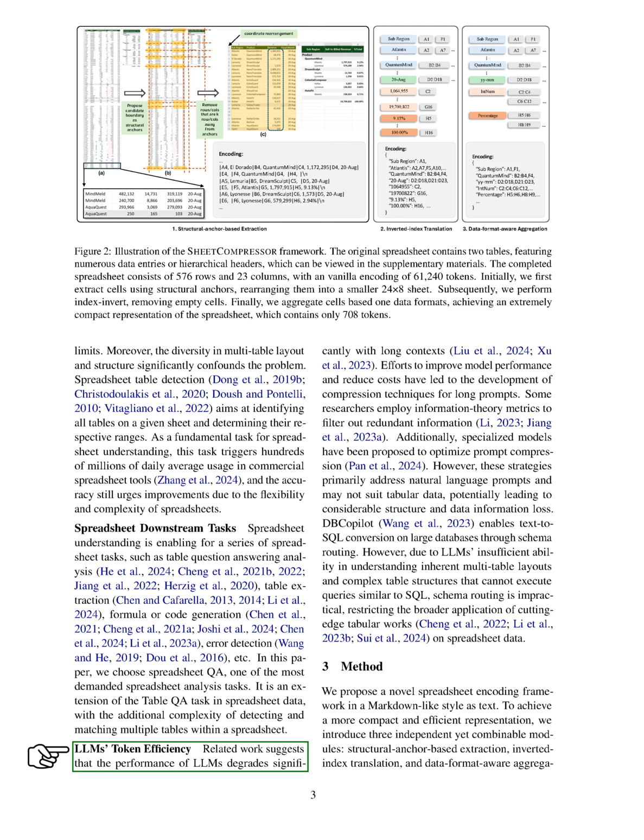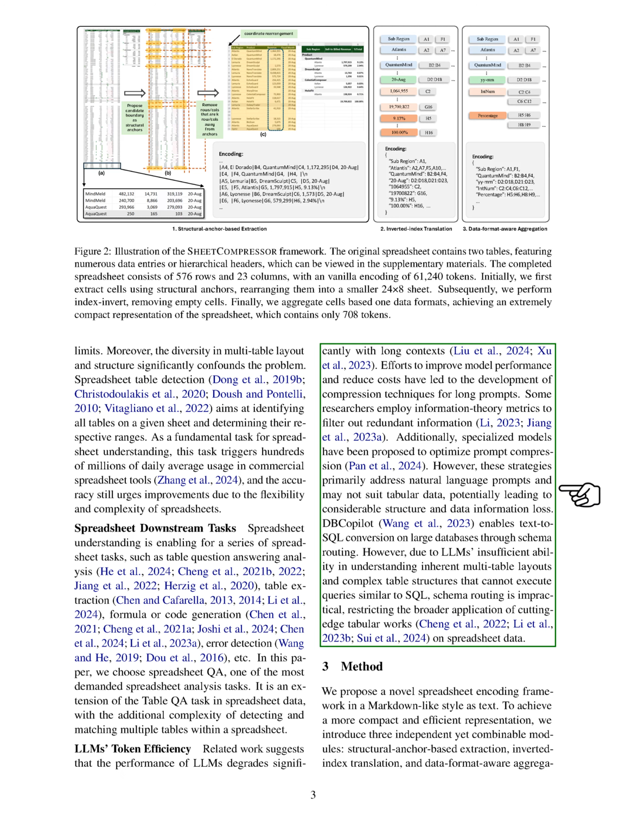Previous work has shown that the performance of LLMs deteriorates when dealing with long contexts. To address this, various techniques have been developed to compress long prompts and enhance model efficiency. However, these strategies mainly cater to natural language prompts and may not be suitable for tabular data, potentially leading to significant loss of structure and data information.